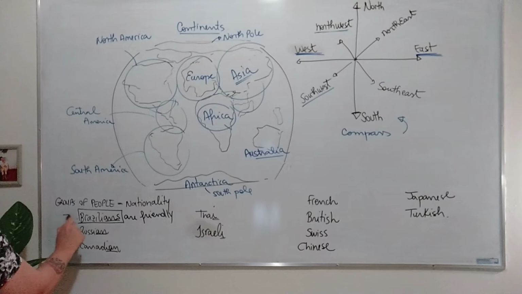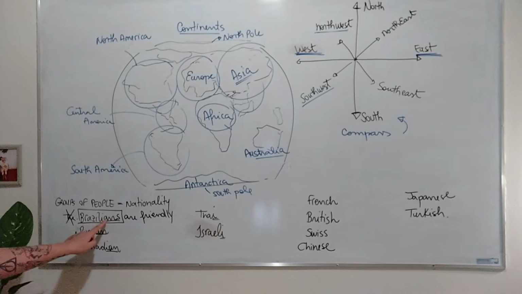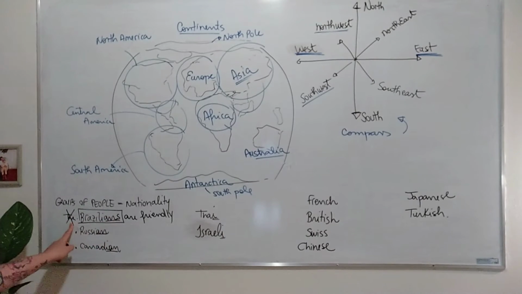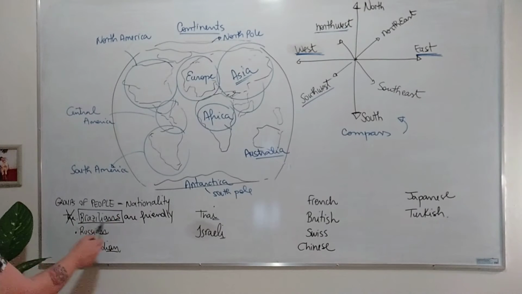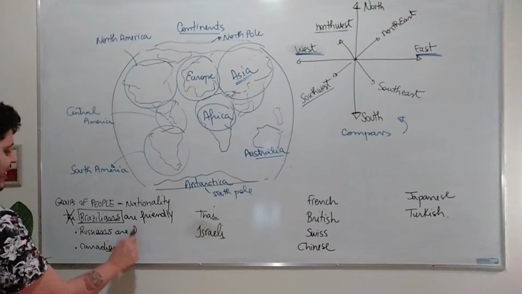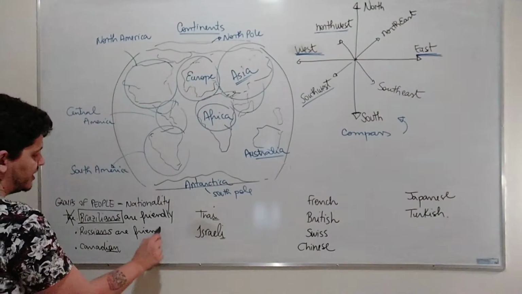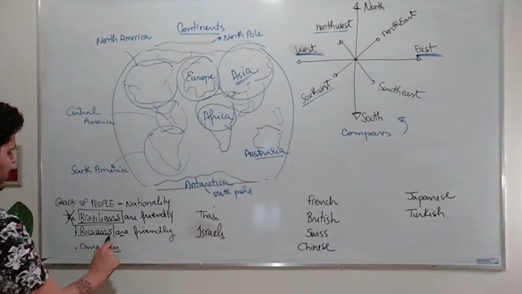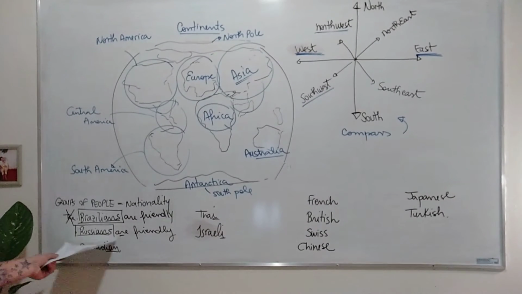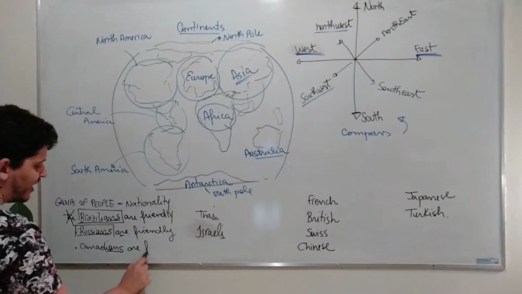Observe that I don't use "the" over here. I can't. This is a grammar rule. If the noun finishes in "an" or "ian," you cannot use "the," right? Brazilians, you need to use an "s." The same happens with Russian. Russians are friendly. Also in the plural, I'm talking about every single person who is Russian. Russians are friendly. Canadians are friendly.